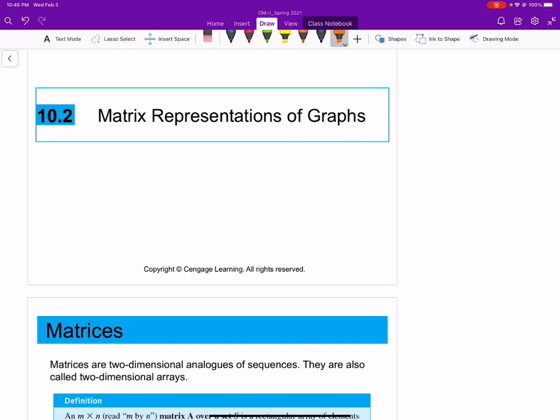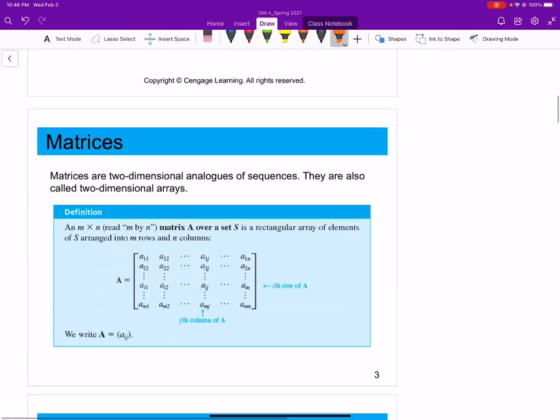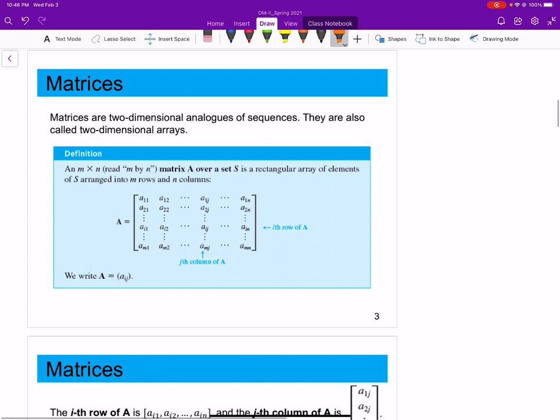Alright, so this is the first part of the section, and then the next day I will discuss the other part of section 10.2. In this section we're going to learn how to represent a graph in terms of a matrix, and then how to represent a matrix in terms of a graph. First of all, let's understand what matrices are.